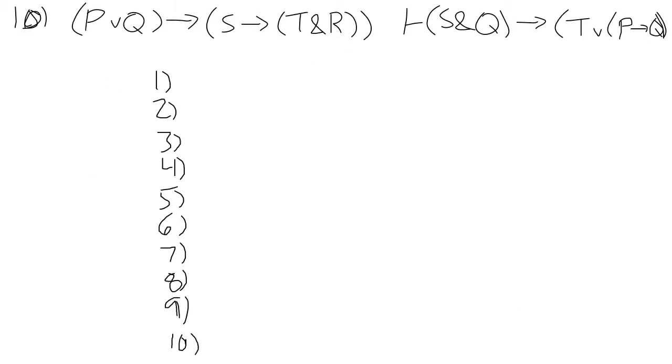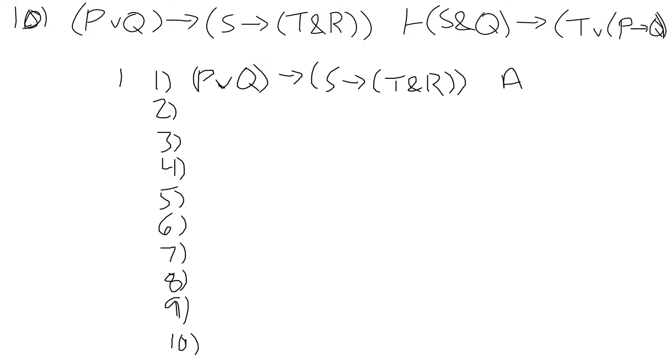Now for our 10th problem, we've only got one premise here, and it's a pretty big one. Got P or Q, arrow, S, arrow, T and R. That's our assumption. And then our conclusion is a conditional statement, just like all the other ones. So we'll assume the left side, all of it, and we'll look to get to this right side.